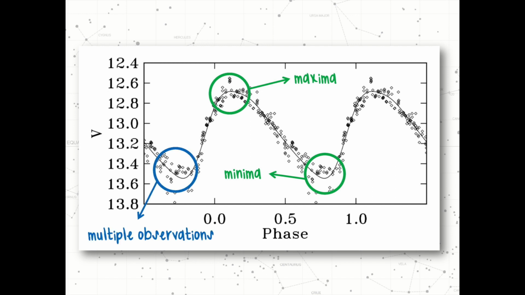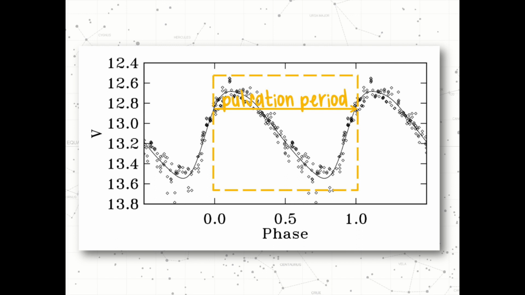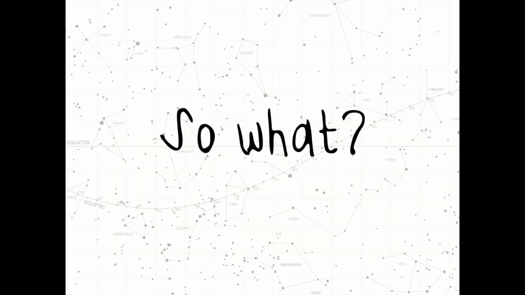Astronomers use observations made by professionals and amateurs alike to gather as many data points as possible when plotting these light curves. The pulsation period, or phase, is the time it takes for a variable star to complete one cycle. Now, why does this matter? Why are Cepheids so important?